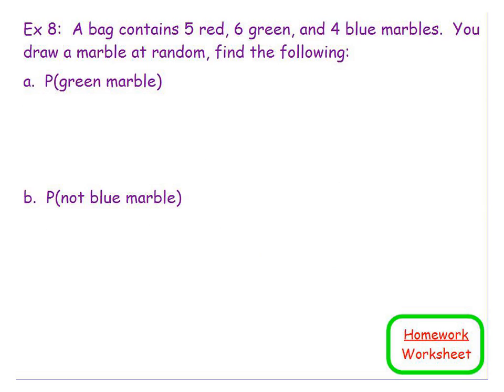A bag contains 5 red, 6 green, and 4 blue marbles. You draw a marble at random. So first of all, we have 5 red plus 6 green plus 4 blue, which makes 15 marbles total. What's the probability of drawing a green marble? Well, there are 6 greens out of 15. Those are both divisible by 3. That reduces to 2 out of 5.